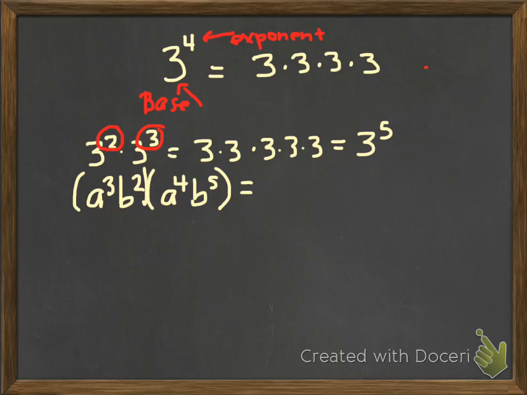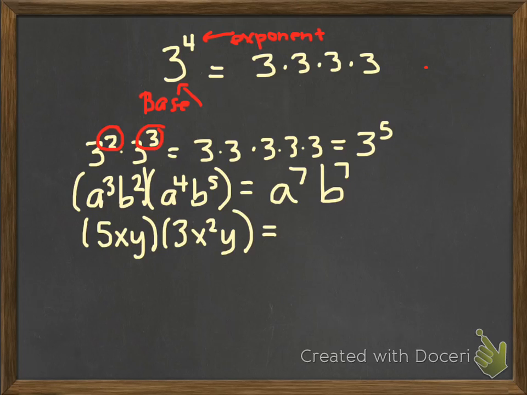Okay, now we have a to the 3rd b to the 2nd times a to the 4th b to the 5th. Using the short way of adding exponents when they have the same base, we're looking at the base of a, and there's a to the 3rd and a to the 4th, so a to the 3rd times a to the 4th is a to the 7th. b to the 2nd times b to the 5th is b to the 7th. That's because there's 2 and 5, so 2 and 5 are 7.